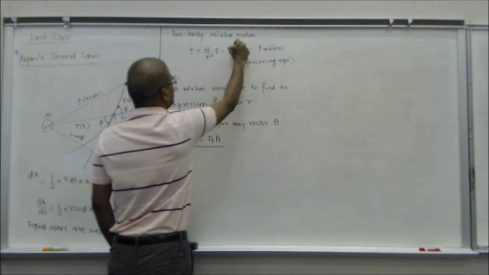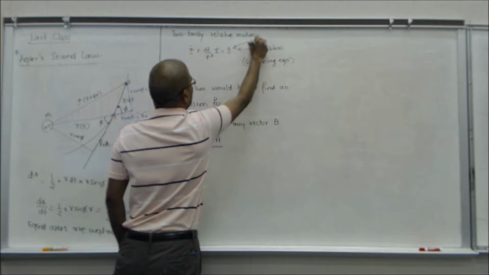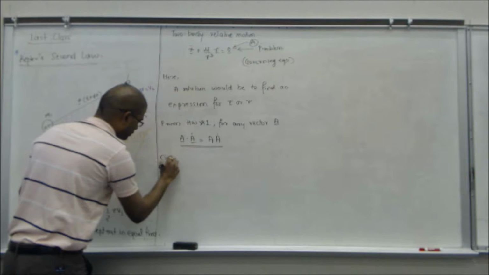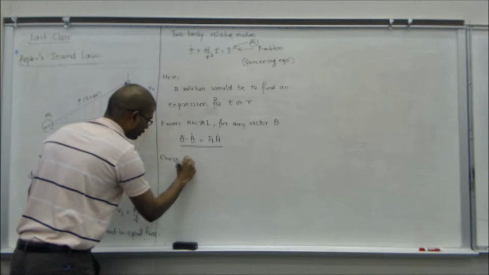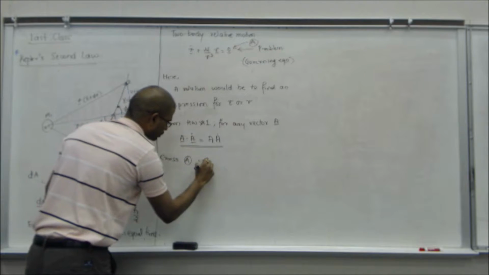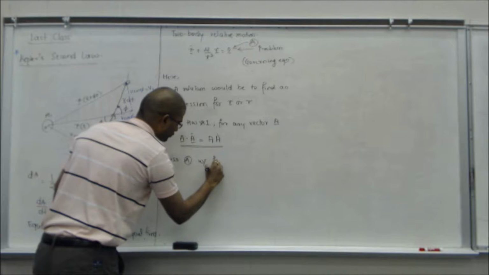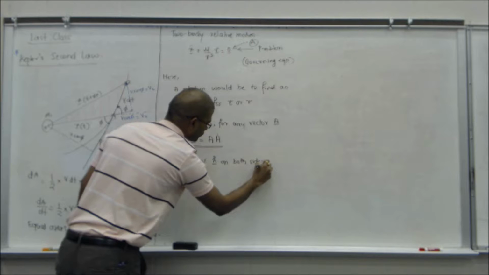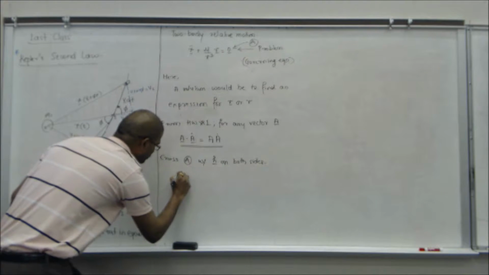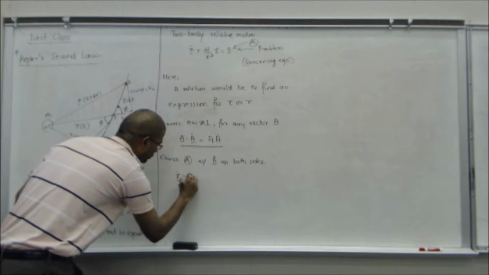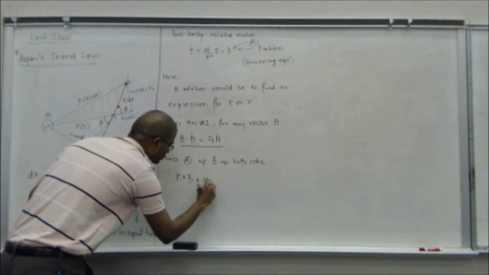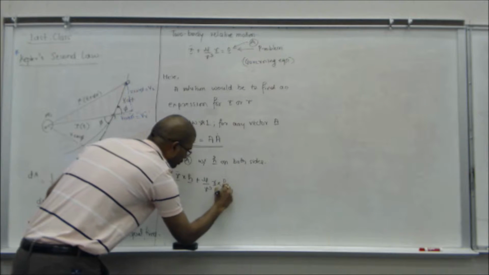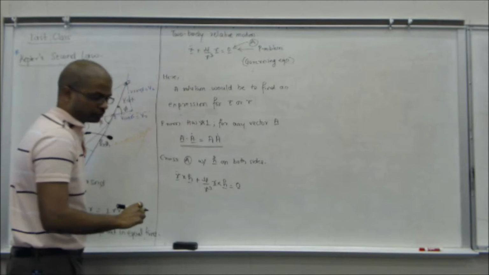So let's cross this with H on both sides. So what you're going to get is R cross H plus mu over R cube R cross H is equal to 0.